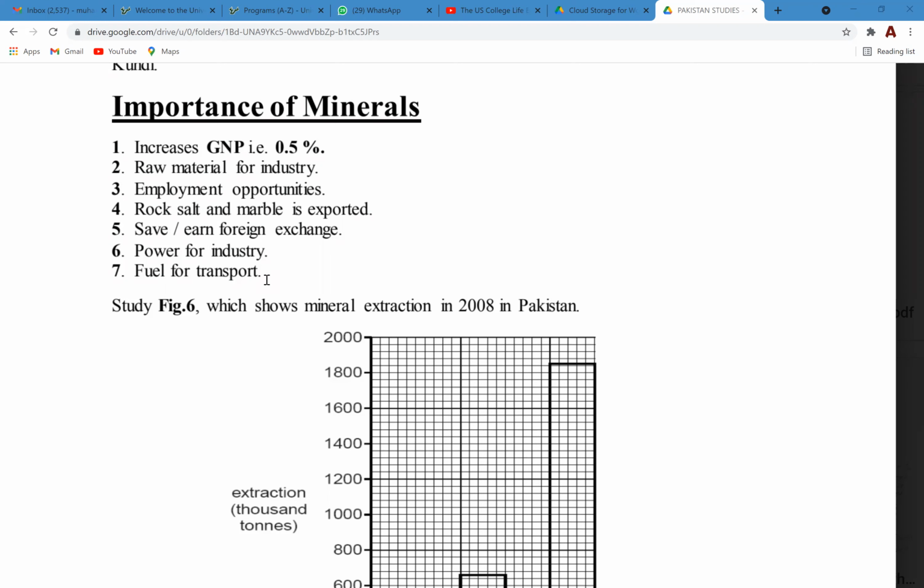Okay. So in general questions regarding minerals and their importance, you will have to name these as examples, okay? So you should know a few examples, I mean, 4 to 5 names, so you can write them as examples in your answers. Importance of minerals, guys: GNP, 0.5% contribution. Raw material for a lot of industries, for cement, for construction, for fertilizer industries, for textile industries. They are even exported. They produce employment because the more the industries are developed, the more people will be needed to work in those industries, hence contributing to an increase in employment. They save foreign exchange earnings for the country, power for industries, and fuel for transportation.